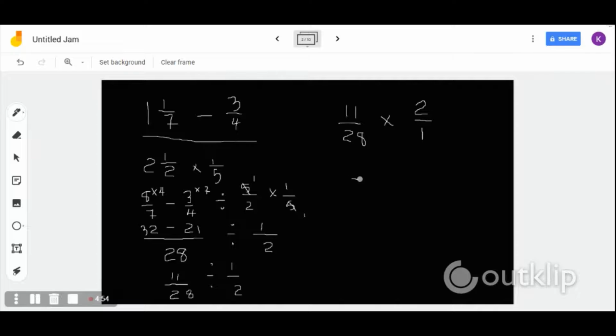From there, look and see if anything can cancel. This 2 looks like it can go into this 28 14 times. So the final answer for this is 11 times 1, 11. And then 14 times 1 is 14. We can't do anything further because 14, we cannot say 14 into 11. We just stop here. That's the final answer.